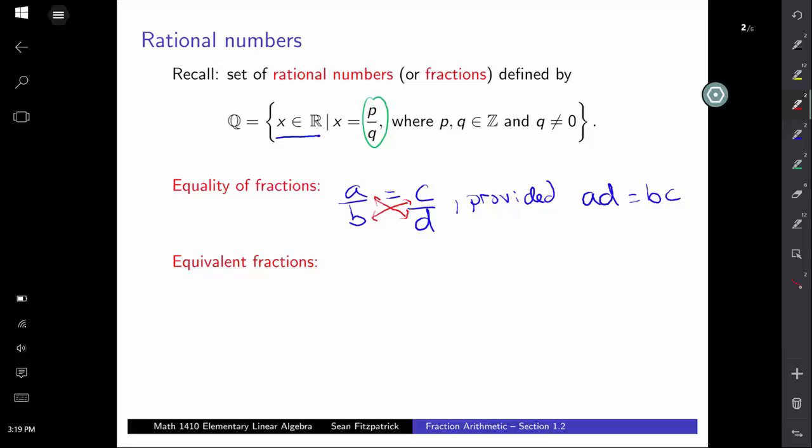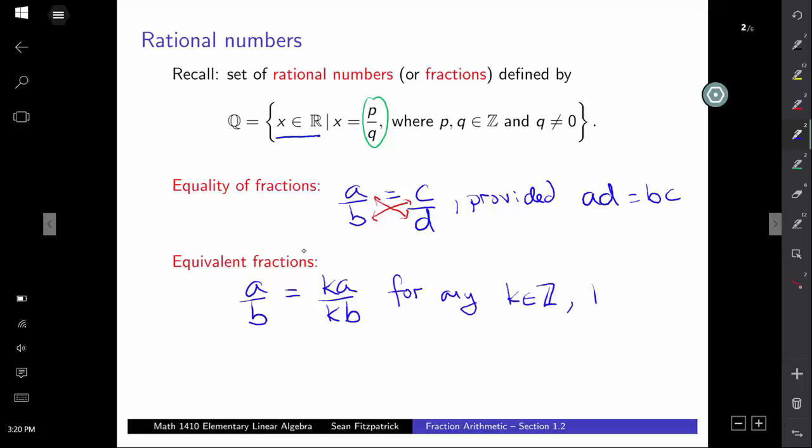And this definition of equality leads to the idea of equivalent fractions, that there are lots of different ways that you can write down the same real number, because if I take a fraction A over B, I can multiply top and bottom, as long as whatever I do to the top I also do to the bottom. Multiplying top and bottom by the same number doesn't actually change the value of the number. So A over B is the same thing as kA over kB for any integer k, as long as that integer is not equal to 0, because of course 0 over 0 is not defined.